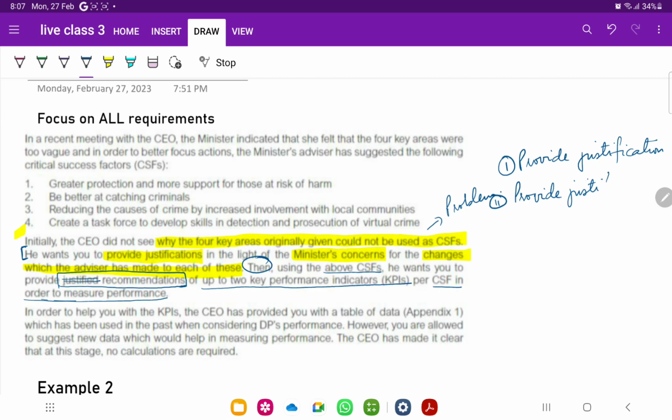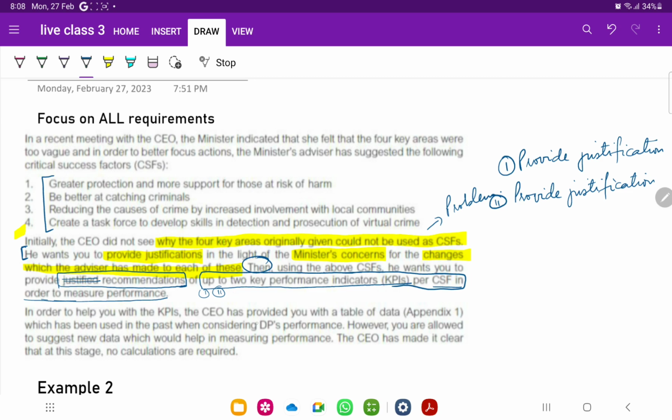And what you have to do here, provide the justification for up to 2 KPIs per CSF. Now there is a limitation. There are 4 CSFs and you have to recommend 2 KPIs per CSF, maximum 2. Up to 2 means you can provide 1 KPI, you can provide 2 KPIs per CSF, but you cannot provide 3 KPIs per CSF, right? So that is very important.